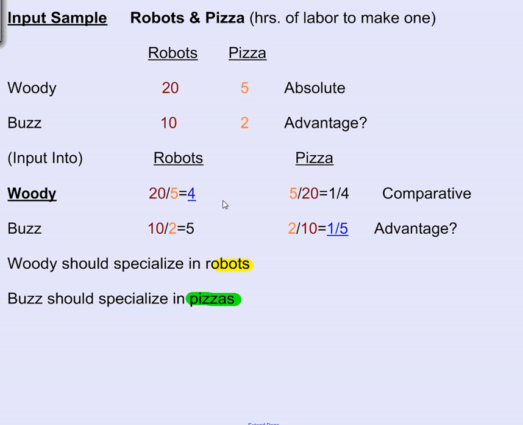So I compare who gives up less to make robots. Well, Woody only has to give up 4 pizzas to make a robot. Buzz must give up 5. Because Woody's opportunity cost is lower, we say that Woody has comparative advantage, and that's what he should specialize in. He should specialize in producing robots. Buzz, on the other hand, has comparative advantage in making the pizzas. He gives up only 1/5 of a robot. Woody would give up 1/4 because 1/5 is smaller than 1/4. That's where Buzz's comparative advantage lies, and he should specialize according to that comparative advantage. So Buzz should specialize in pizzas.